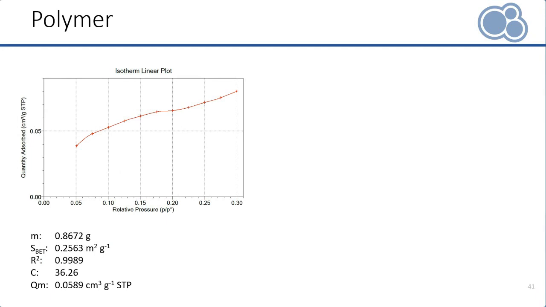The next example is a polymer. Using about 900 milligrams of sample, we get this isotherm. As you can see, it's not the most beautiful one, and we don't get a smooth increase we expect to see.